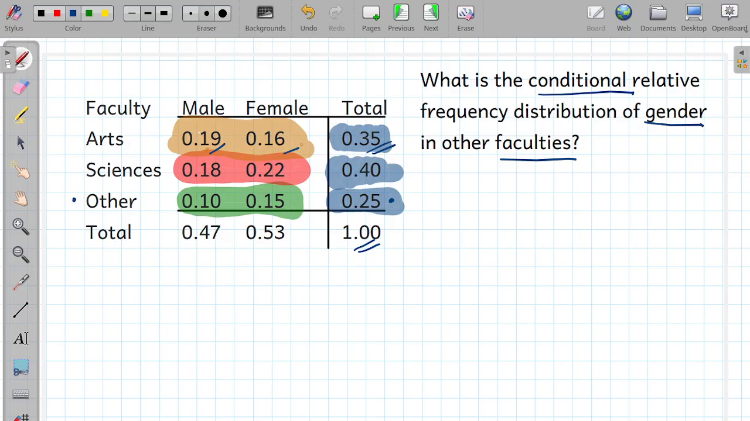If the use of decimals messes you up, one way to think about this is, instead of 1.00 or 100% down here, think of this as 100 people. So if this is a total of 100 people, then 35 out of the 100 people are in the Faculty of Arts. That means 16 of those 35 are female, and 19 of the 35 are male. So if decimals are messing you up, just remember this is out of every 100 people.